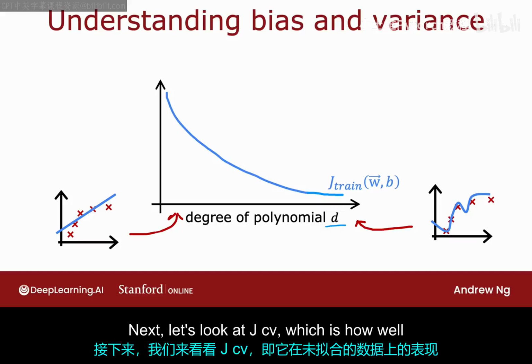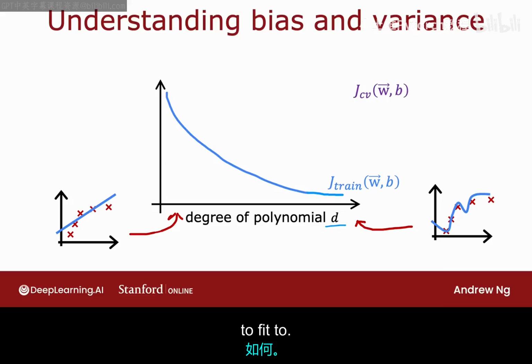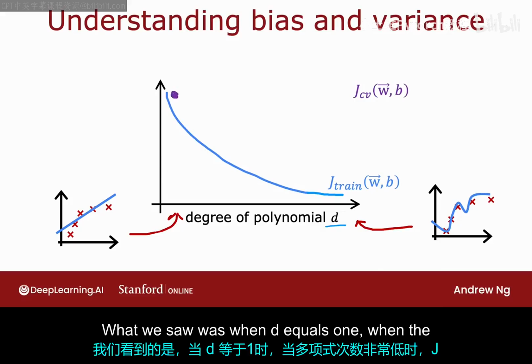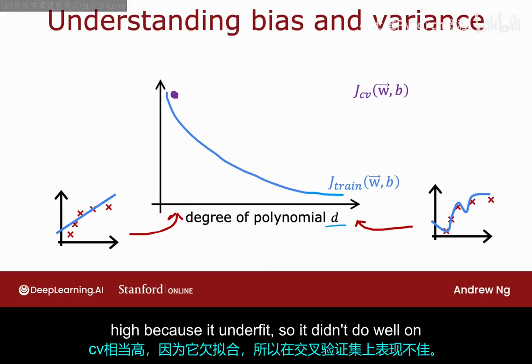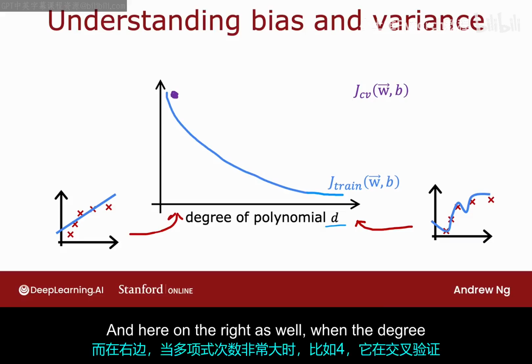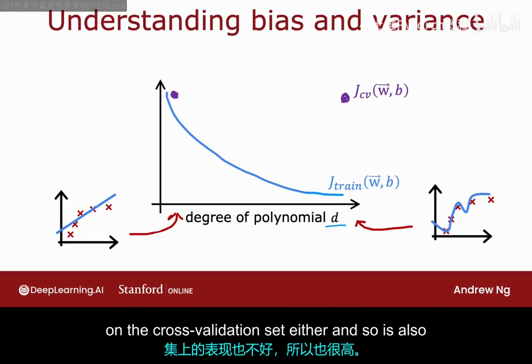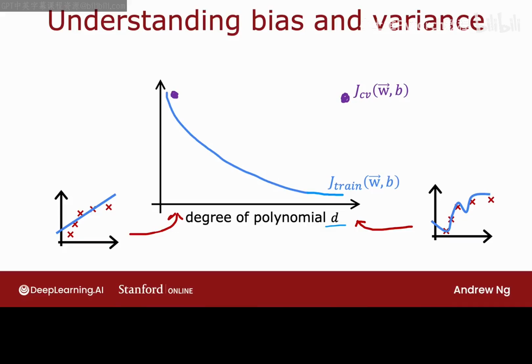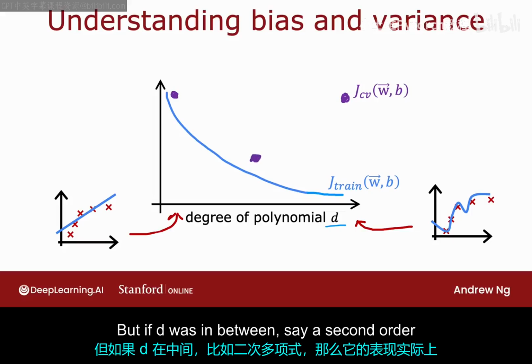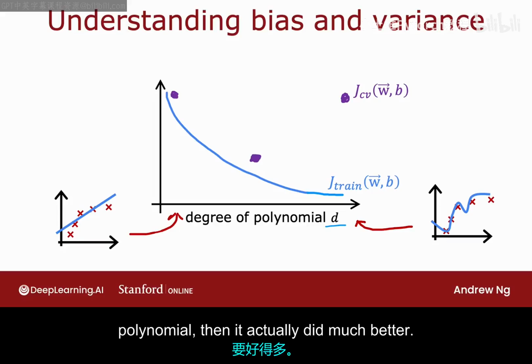Next, let's look at JCV, which is how well does it do on data that it did not get to fit to. What we saw was when d equals 1, when the degree of polynomial was very low, JCV was pretty high because it underfit, so it didn't do well on the cross-validation set. And here on the right as well, when the degree of the polynomial is very large, say 4, it doesn't do well on the cross-validation set either, and so JCV is also high. But if d was in between, say a second-order polynomial, then it actually did much better.